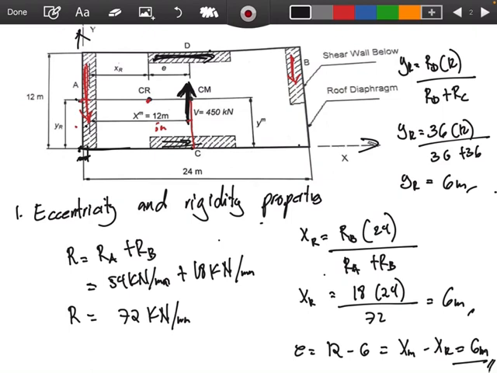So, the next thing is we're going to get the torsional rigidity about the center of rigidity. Right? What is that? That is what we have in our mechanics as J. So, J is what we call the torsional rigidity. So, how do we get the torsional rigidity? Getting that is rigidity times distance squared. Right?